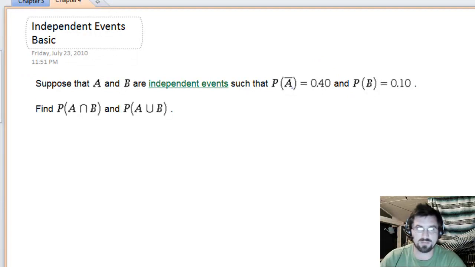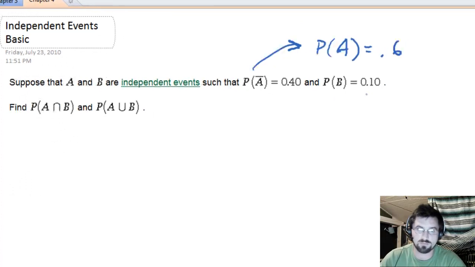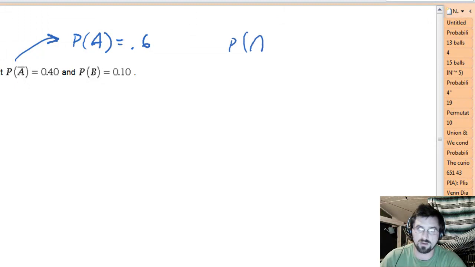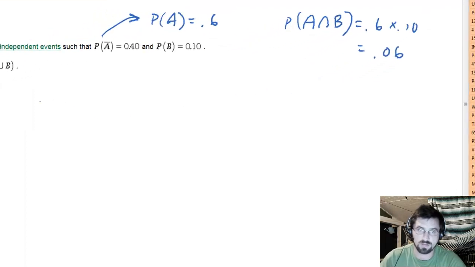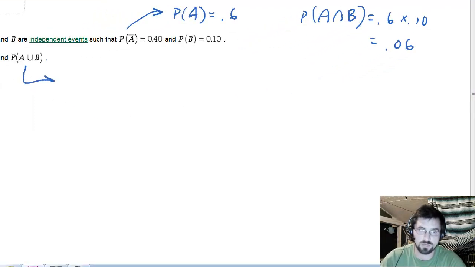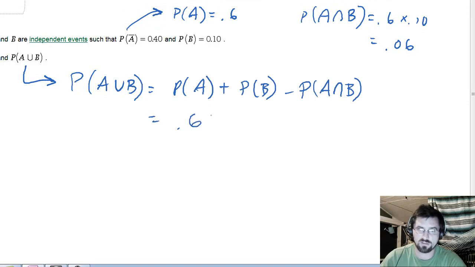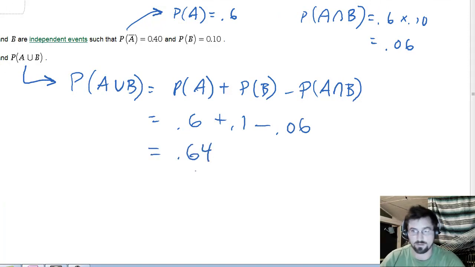This one is giving me P of not A again is 0.40. So if P of not A is that, P of A is 0.6. P of B is 0.10. So P of their intersection is 0.6 times 0.10, which is 0.06. So now I can simply go for the union, P of A union B, using the formula and filling it all in, 0.6 plus 0.1 minus 0.06 is 0.64. And that would be my answer there.